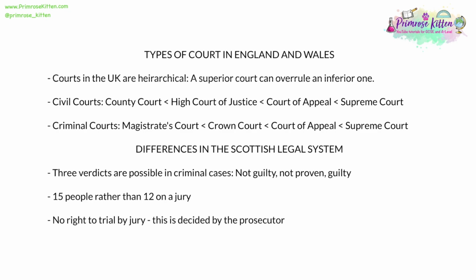Now, there are several differences in the Scottish legal system. In criminal cases in Scotland, there are 3 verdicts: not guilty, not proven, and guilty, whereas in England there is only not guilty and guilty. There are 15 people rather than 12 on a Scottish jury, and there is no automatic right to trial by jury in Scotland. This is decided based on the strength of the evidence by the prosecution service.